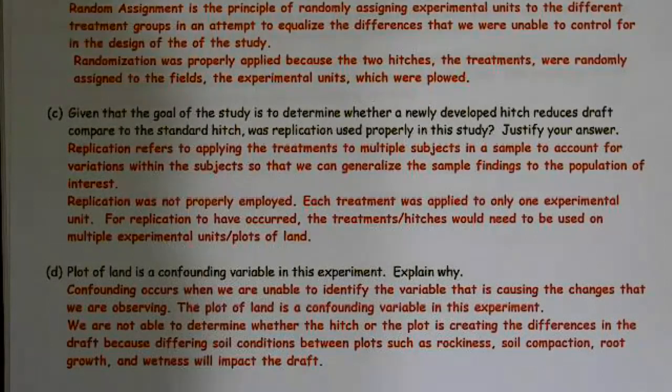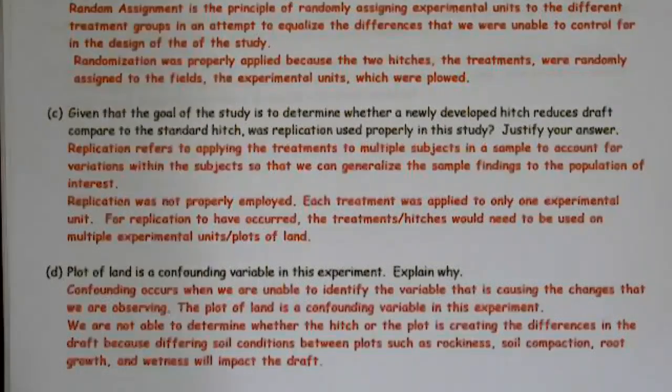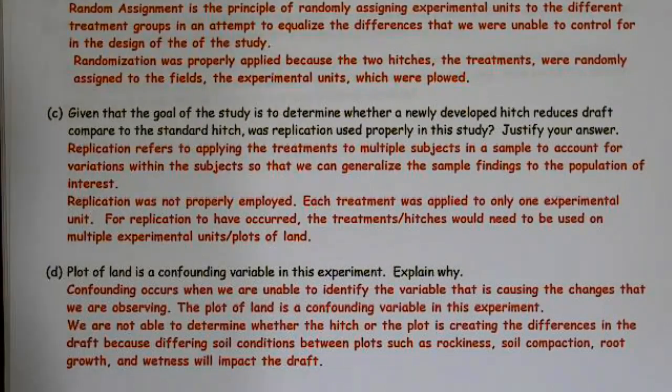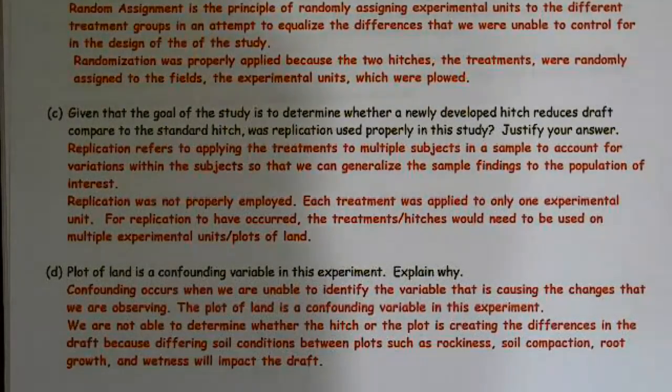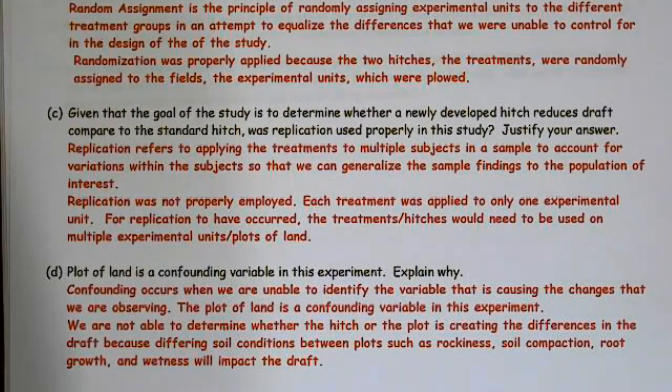If I have soft soil, I probably won't have to use very much energy to pull it. But if I have rocky soil like we have in Stone Oak, it may take a lot of energy to pull it. So consequently, the 2 plots of land are confounding variables. And that is also why there's a problem with replication, because replication would have handled that, because I would have said, oh, this one got soft soil and that one got rocky soil. You needed to apply it to both hitches so that we could generalize to a larger group.